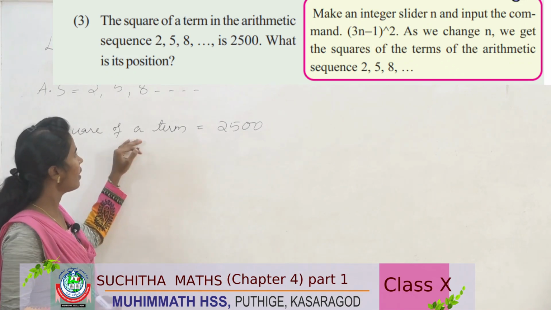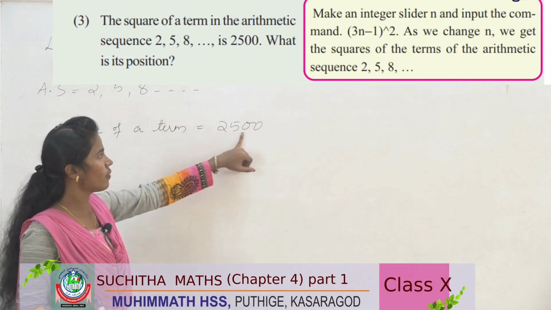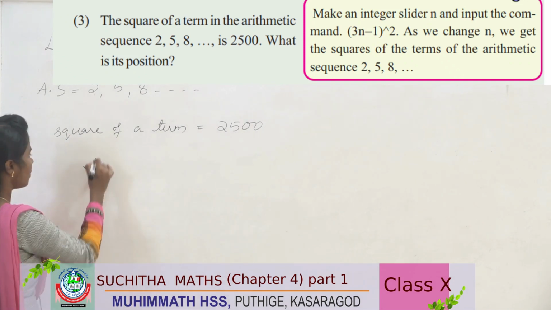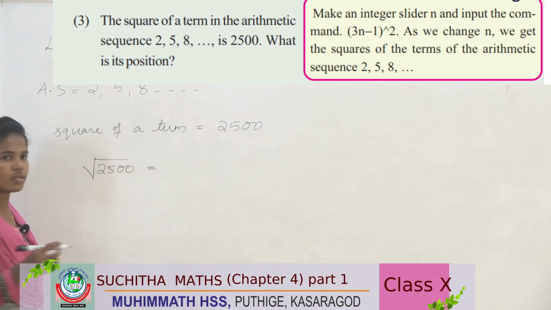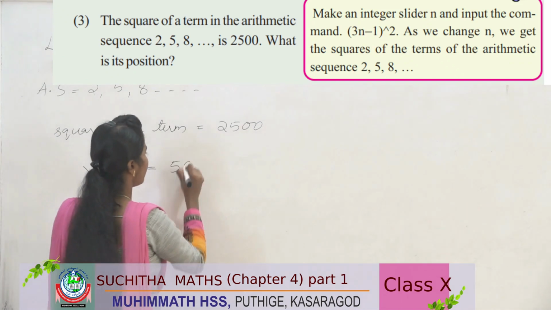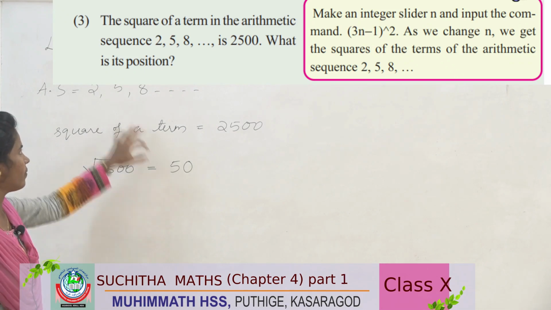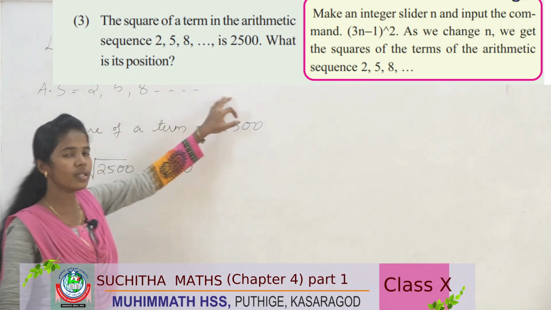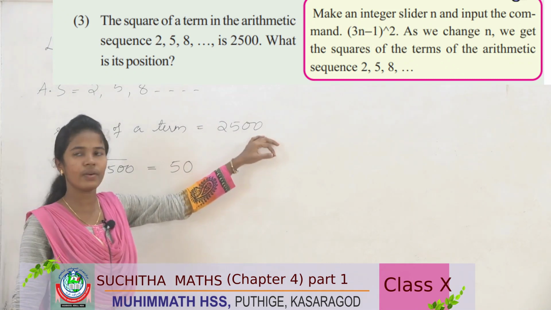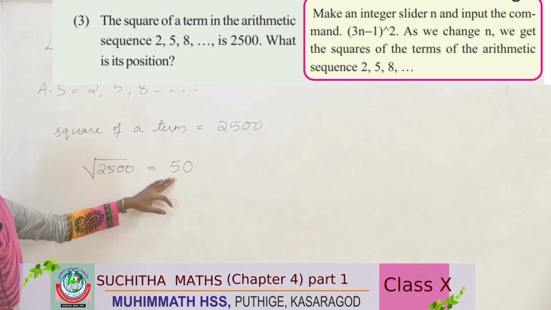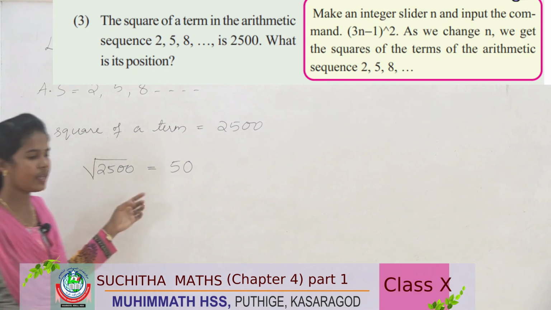Here the square of a term is 2500. Which term's square is 2500? So you have to find the root of 2500. The square root of 2500 is 50. 50 into 50 is 2500. So 50 is a term in this sequence, and its square is 2500. So here we have to find the position of this term. So what is the position of 50? How can we find it?